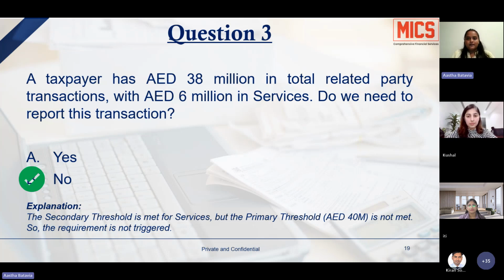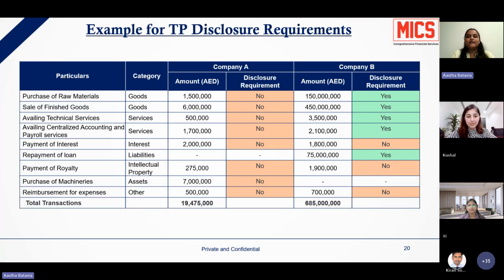So let's move further and have a look at an example with some numbers. We'll understand this in a better manner. So let's understand how it works.